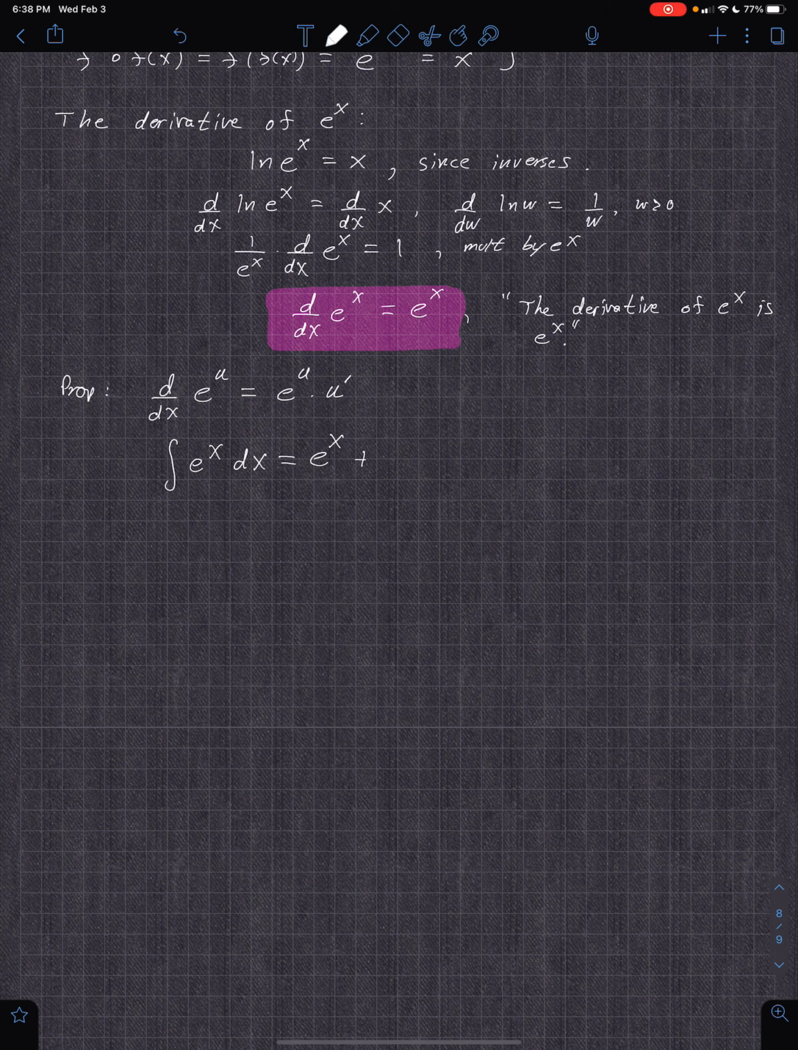And then you do have an arbitrary constant, of course, because if you go the other way around, you would take a derivative of c and get 0. And then you could replace that with u. So basically, same thing, e to the u du, sometimes you'll see it written, is equal to e to the u plus c.